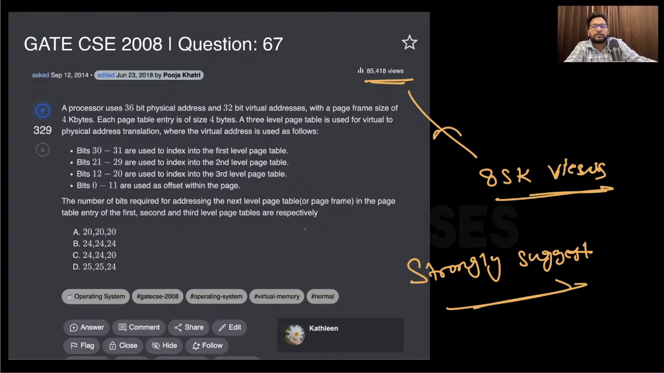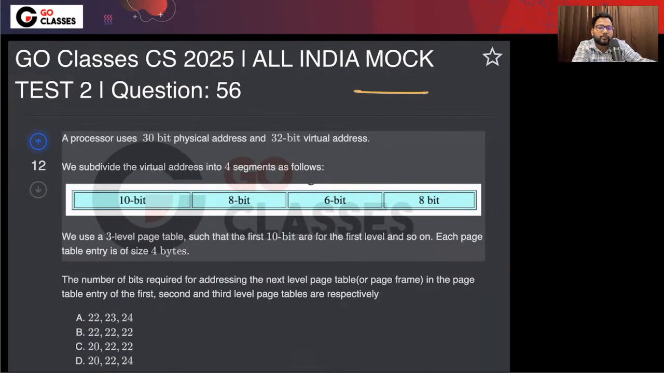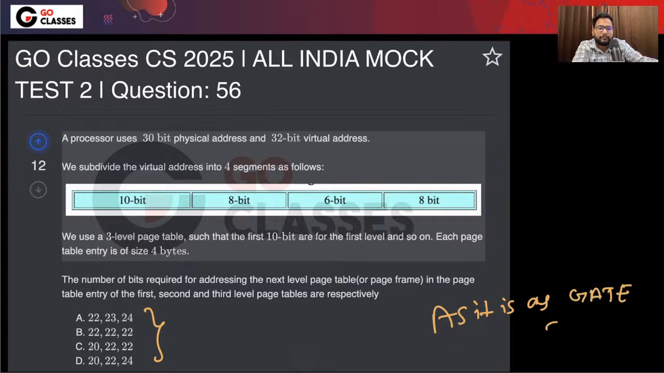Once you solve this question, the question I have given in AIMT, which is from the standard university, is as it is, the same as the GATE 2008 question. So that is why I'm suggesting you solve this question first, right? Okay, now let's solve this AIMT question.